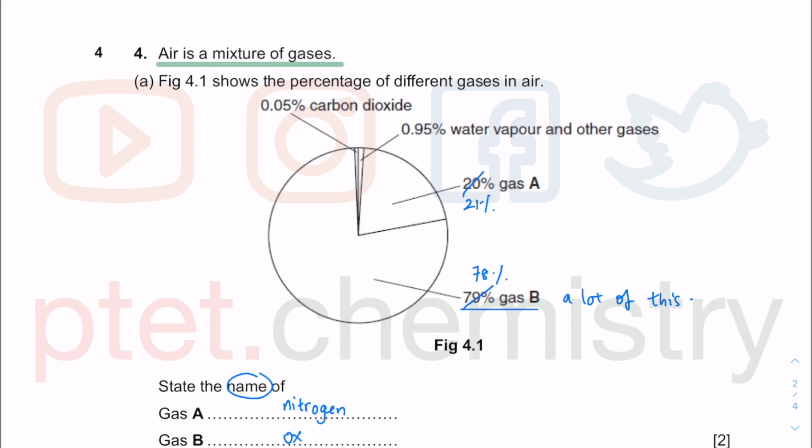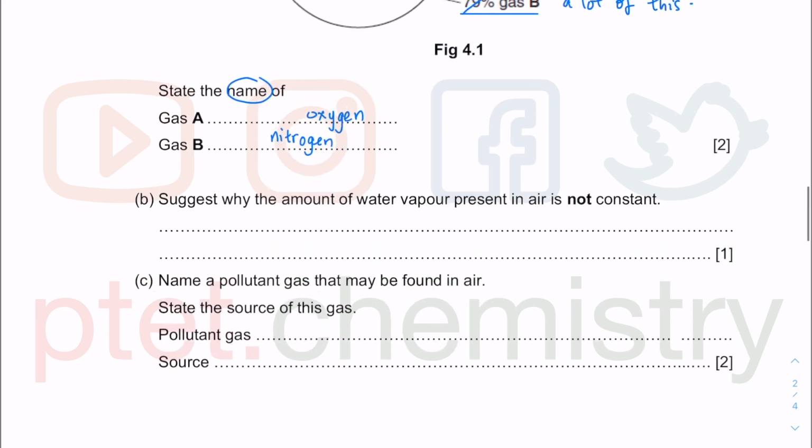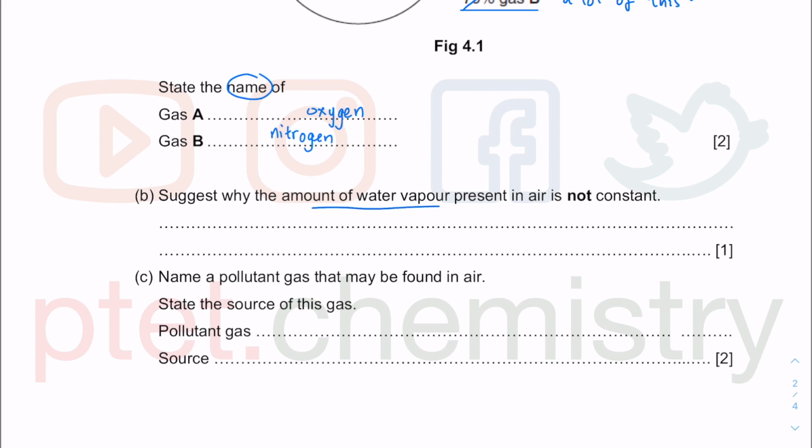And then gas, oops, sorry, I got it the other way around. Gas B is the one that you have a lot. Gas B, you have a lot, that is nitrogen. Oxygen is the one that is present in around 21% there. Now suggest why the amount of water vapor in the air is not constant. We know water vapor is just H2O in the gaseous state. You can also call it steam.